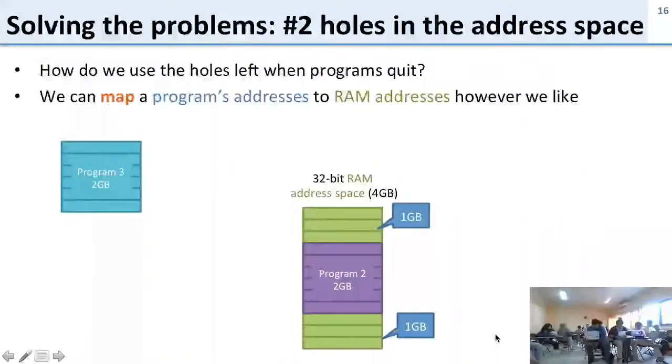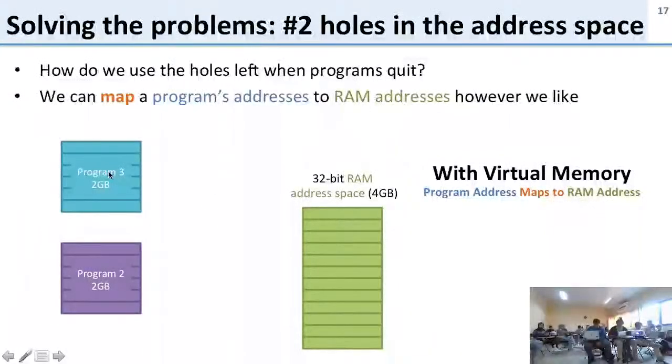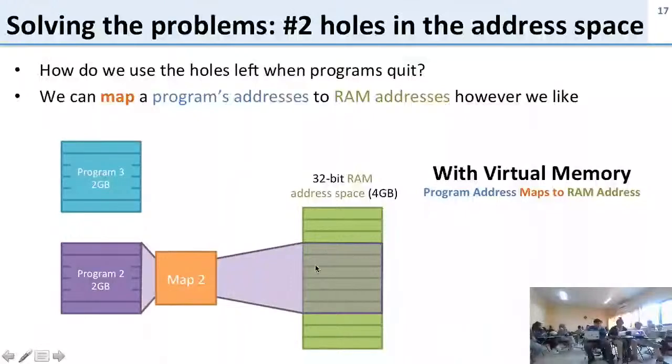Now let's take a look at how we solve problem number 2. This was the holes in the address space. So remember, we quit program number 1 up here, and it left these two 1 gigabyte holes, and we decided we couldn't run program 3 because it didn't fit into either of these holes. Now we're going to have this map so we can be more flexible in how we use the memory. So here's program 3 and program 2. Here's program 2's map, and as we saw, program 2 was mapped into the middle chunk of memory here.